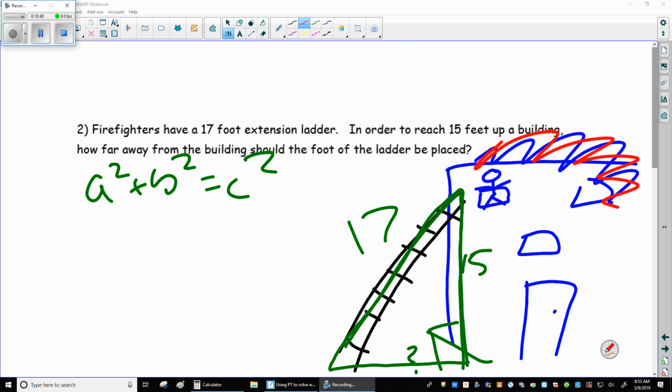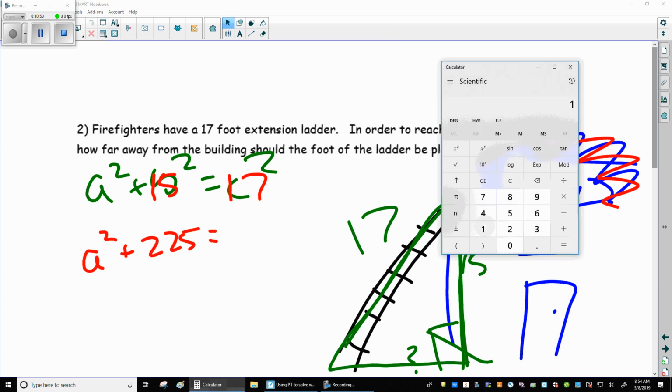Okay, so now let's plug in. I end up getting 17 is my hypotenuse. 15 is one of my sides. The way that I drew it, it looks like 15 is the bigger of the two sides. So I'm going to put 15 in for b and then try to solve for a. So I know it's going to say a squared is 225. Yes, I have that one memorized. I don't have 17 squared memorized though. 289.